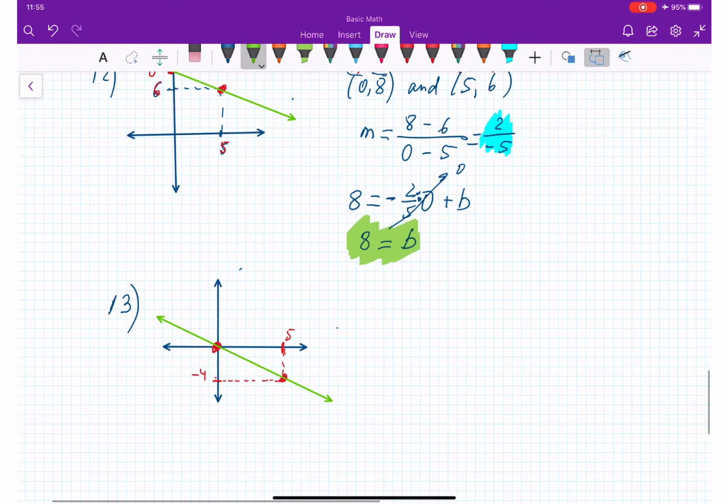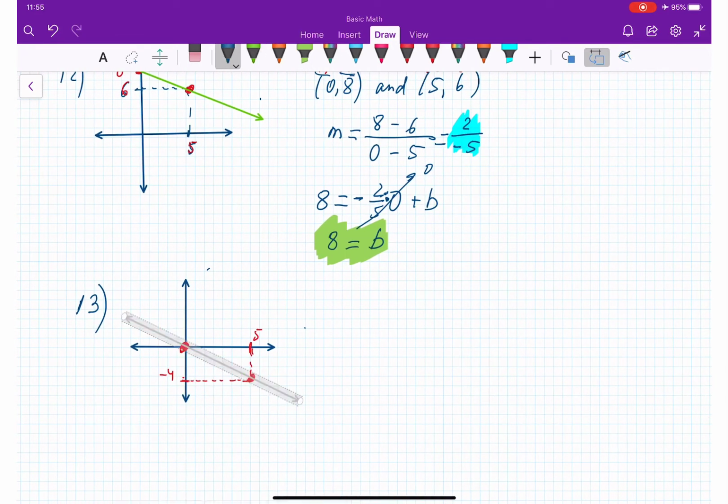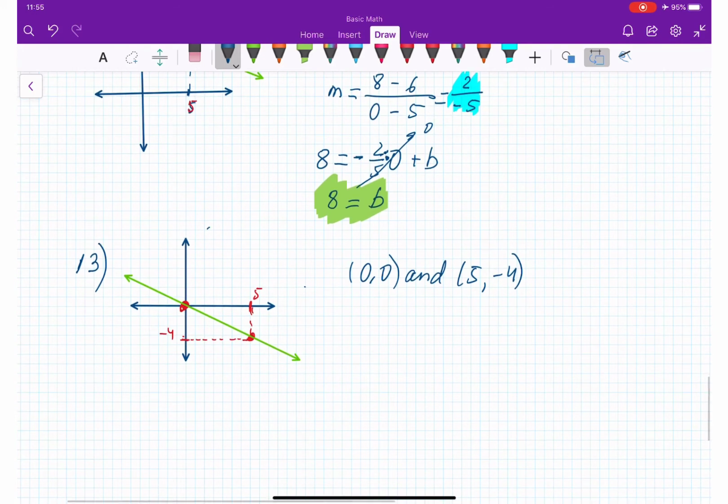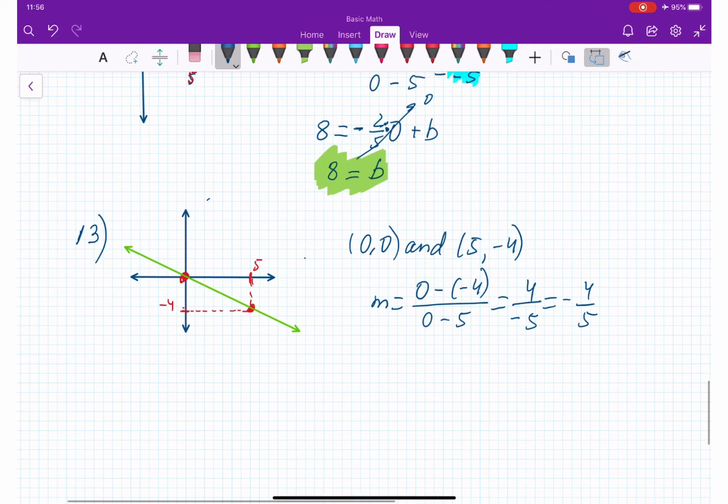There we go. This is how graph looks like. Now, based on given graph, we need to find our equation. Okay, so our coordinates are 0, 0 and 5 and negative 4. Okay, so we are doing the same way. M is equal, I take 0 first, 0 minus negative 4 and 0 minus 5. It's going to be positive 4 over negative 5. Negative 4 over 5. Okay, that's our slope.